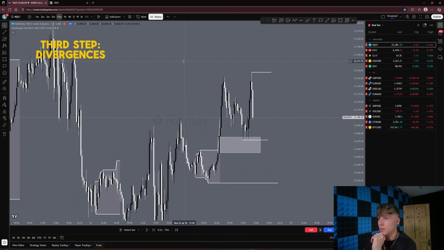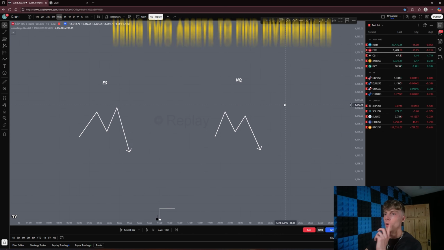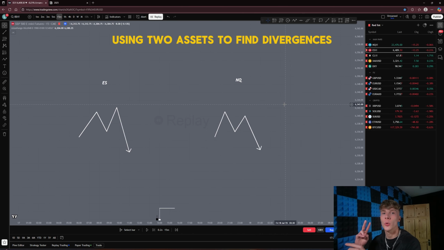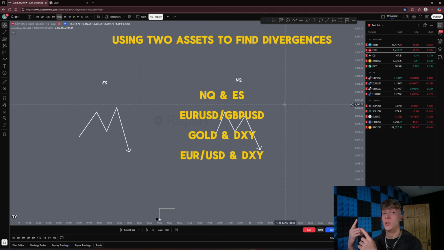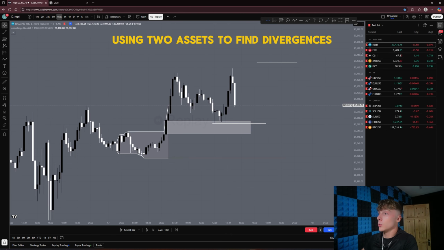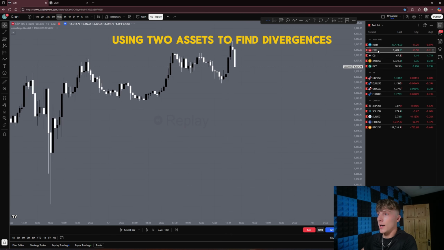I'll come to a 15-minute time frame as I feel they're easier to find on here. Now, when looking for divergences, you want to use two correlating assets. Correlated assets are going to be shown on screen. But in this example, I'm going to be using NQ and ES. So firstly, I just want to show you, this is NQ and this is ES.